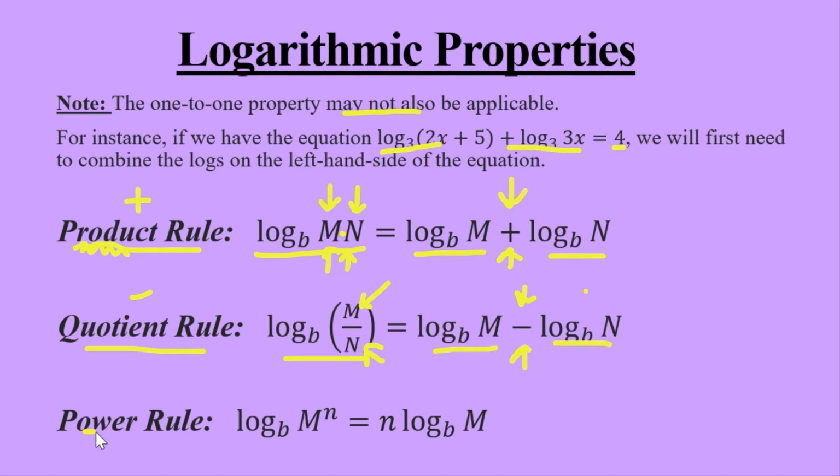Then finally, I have the power rule. The power rule just says I have log base b of some function m raised to the nth power, where n is just some number. The way I can rewrite that is I bring that power to the front. So here I have that n in the front now being multiplied by log base b of my function m. That is the power rule. Just remember, I bring that power to the front.